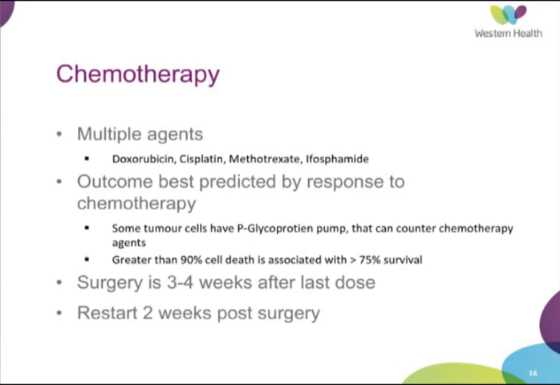So multiple agents are used. The outcome is best predicted by the response to chemotherapy. Some osteosarcoma tumour cells have been associated with having a P glycoprotein pump that actually extrudes the chemotherapy agents from the cell. And if a tumour is killed by the chemotherapy agent preoperatively, so if there's greater than 90% of cell death at tumour removal, there's an association with 75% survival at the 10-year mark.